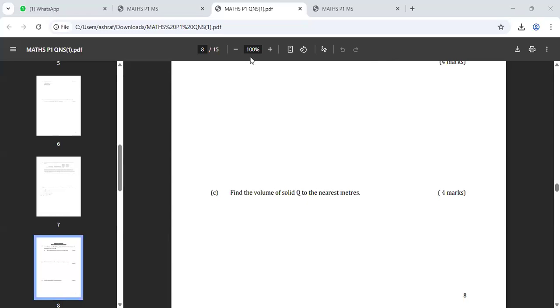The volume of the cone. Who has found the volume of the conical part? Volume of a cone is a third base area times height. Yes, APPS? 23.1. 23.1, correct. Good.